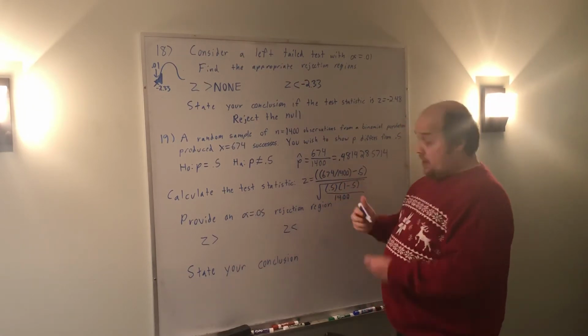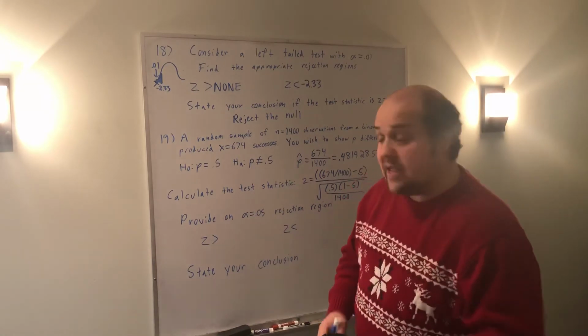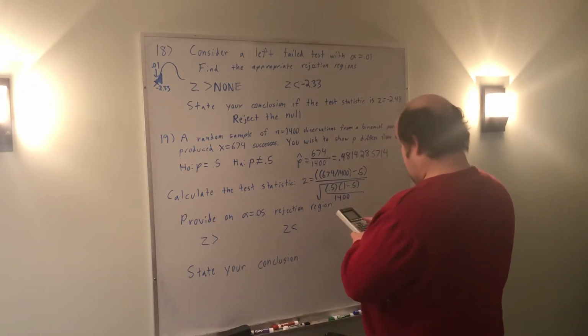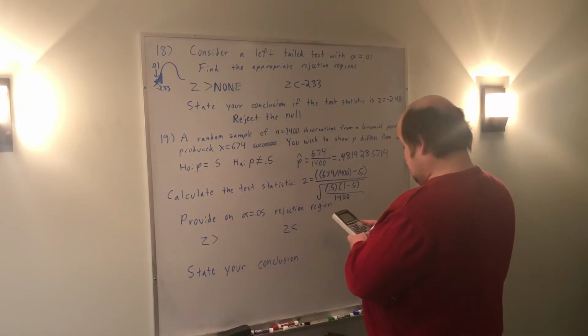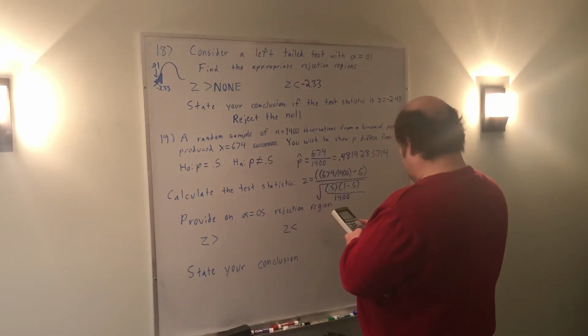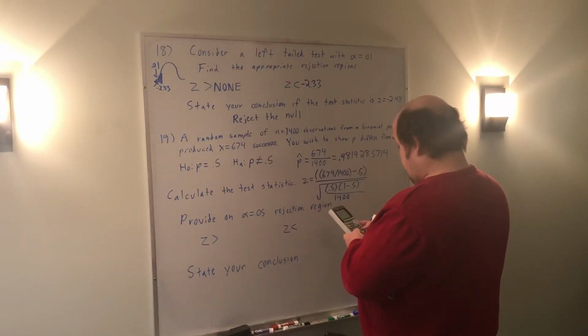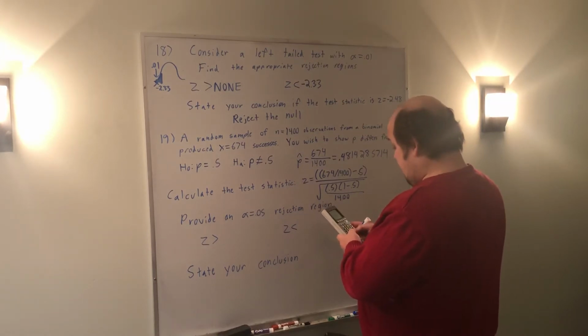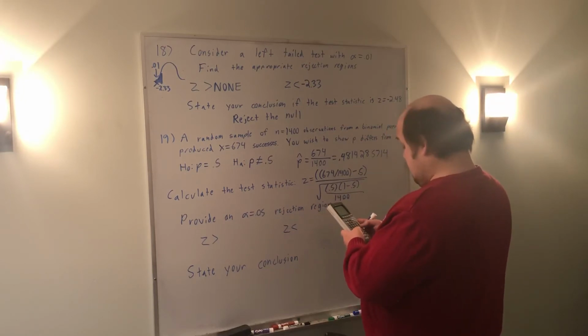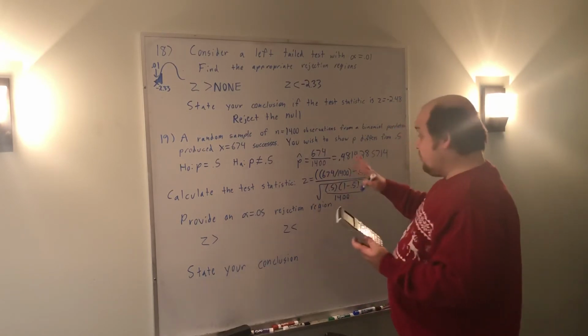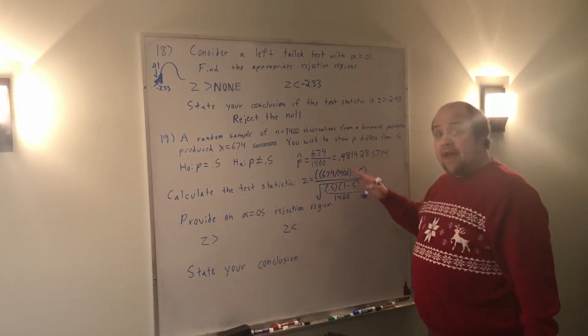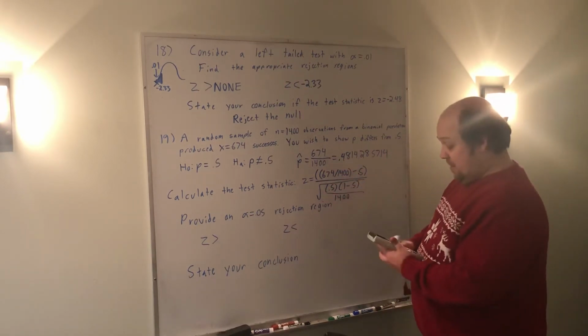Again, be very careful how all these parentheses go in to make sure that your calculator knows to do stuff in the right order. So I'm putting in parentheses 674 divided by 1,400 minus 0.5 divided by parentheses the root of parentheses 0.5 times parentheses 1 minus 0.5 parentheses divided by 1,400 and parentheses. As always, I'm trying to make it as clear as possible. All this stuff happening under the root is the crucial part of the problem.